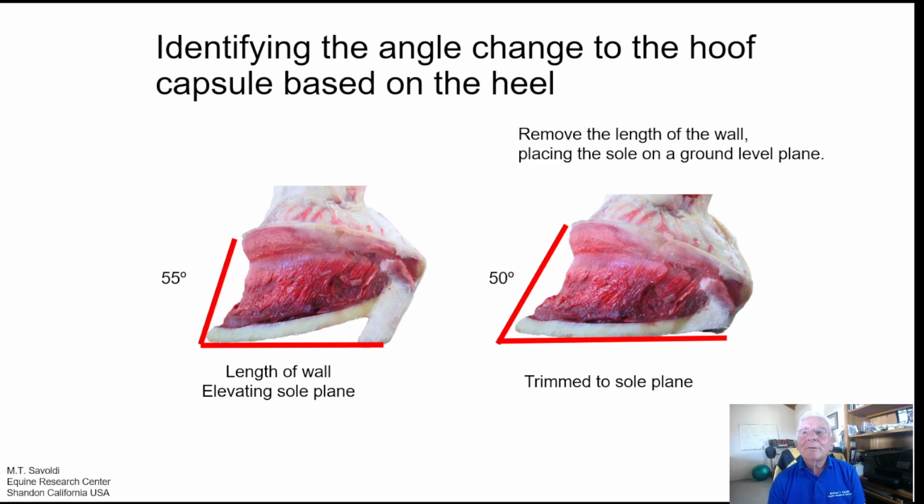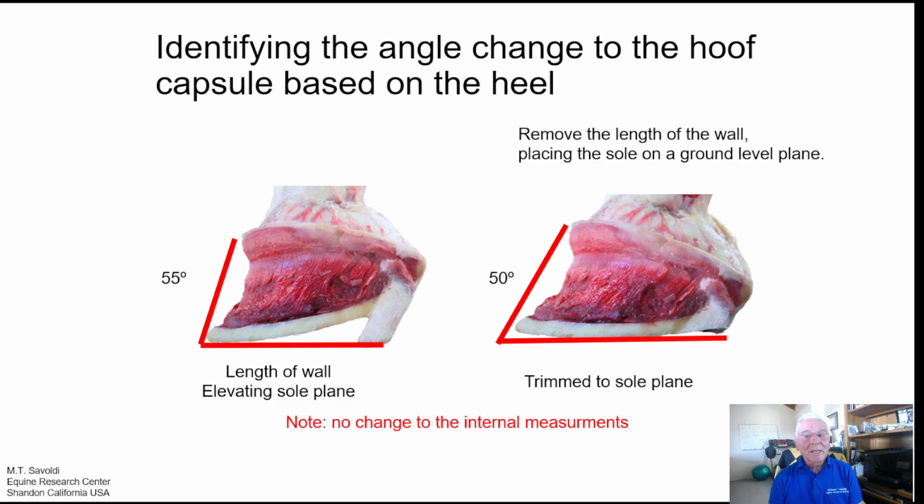So, identifying the angle changes to the hoof capsule based on the heel. Here we have a raised foot, 55-degree angle. When you lower the heel, you increase the base, but the angle changes. Our eye is so focused on that toe. We have to cut the toe short. We have to dress the toe back. Why do we get fixated on things like this? Like the deep flexor tendon. Why are we so fixated on that when there's so many things that counter that? It's just how our industry works.